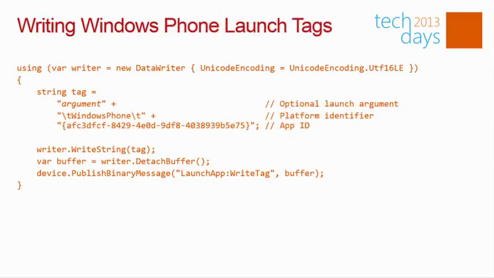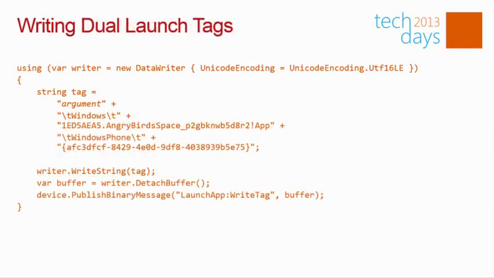Now, the syntax is slightly different if you want to write out to a smart tag data that will automatically launch a Windows Phone app and pass in a parameter. Notice I've changed the platform string, and also changed the ID to that of a Windows Phone app. But here's the cool thing. This is not documented very well, but it actually works, and I'm going to demonstrate it for you.